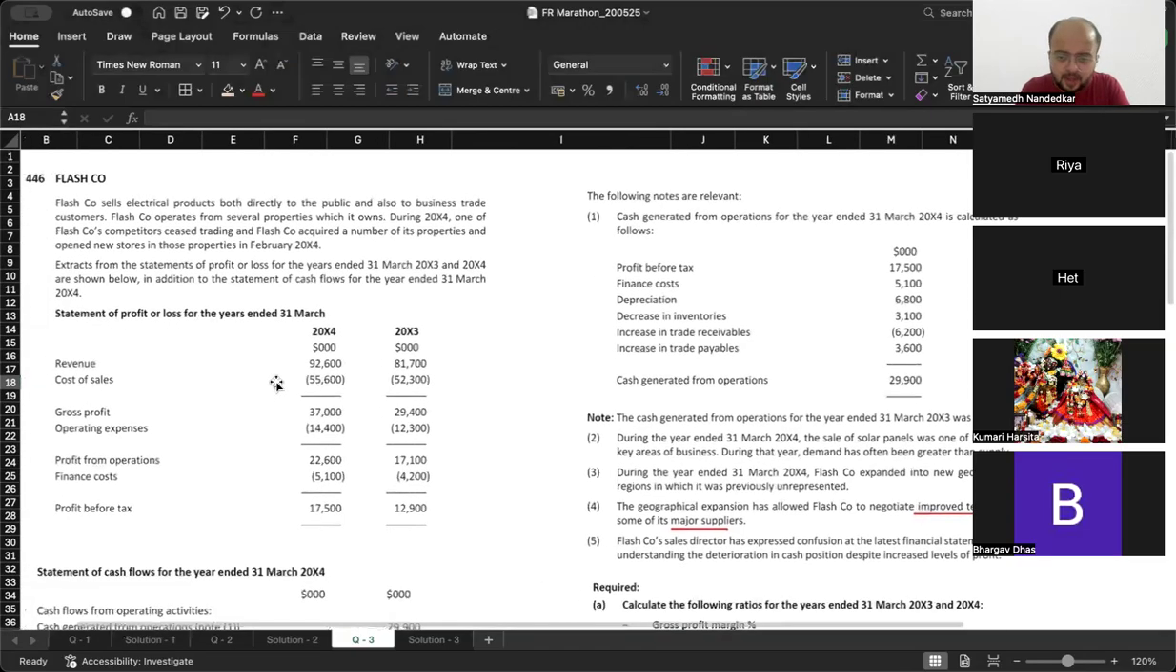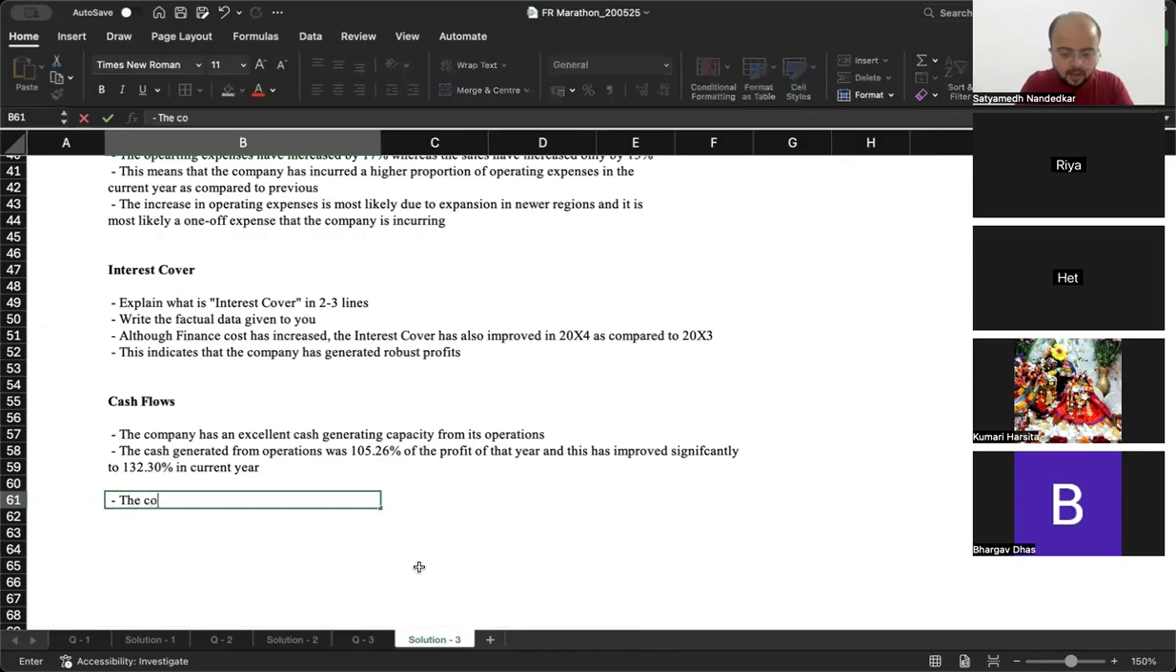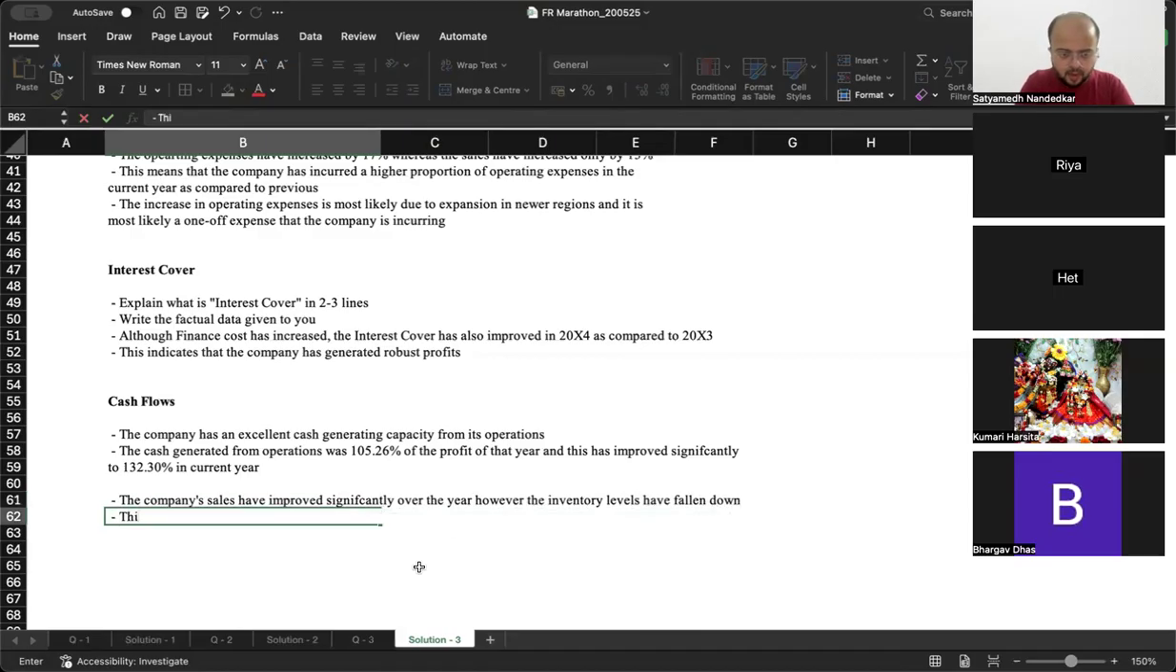आपका क्या हुआ है, आपका रेवेन्यू इंक्रीज हुआ है, स्टिल आपका इन्वेंट्री इज गोइंग डाउन, विच मींस द कंपनी इज जनरेटिंग कैश बाय मेकिंग क्विक सेल्स, ठीक है. The company's sales have improved significantly over the year. However, the inventory levels have fallen down. This indicates that the company is able to sell its inventory quicker to the customers and generate more cash in the process as compared to previous year.